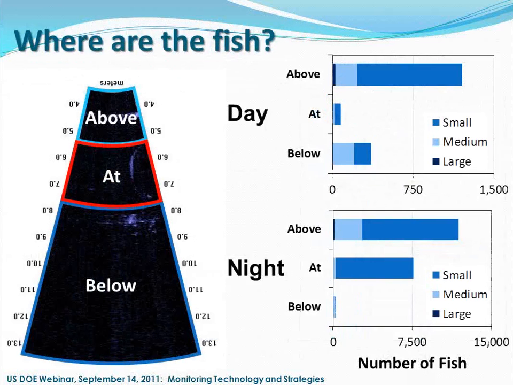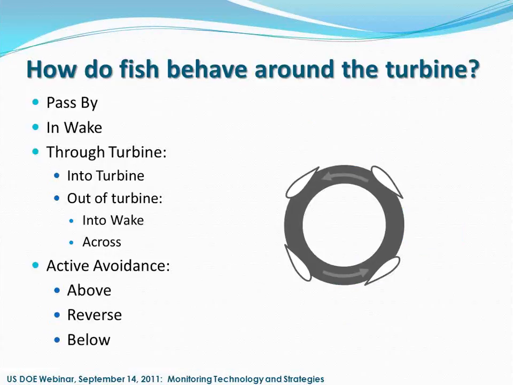So the next question is, where are the fish? So what we see here, on the left you see the image of where in the view we saw fish, above the device, at the device, and below the device. And what you see on the right-hand panel are day and night numbers, and what you'll see on the night panel is that the numbers are about an order of magnitude higher than during the day. So we see a lot more fish again at night. And we see higher percentages at night at the device level, and mostly these are small fish. If you switch to the next slide.